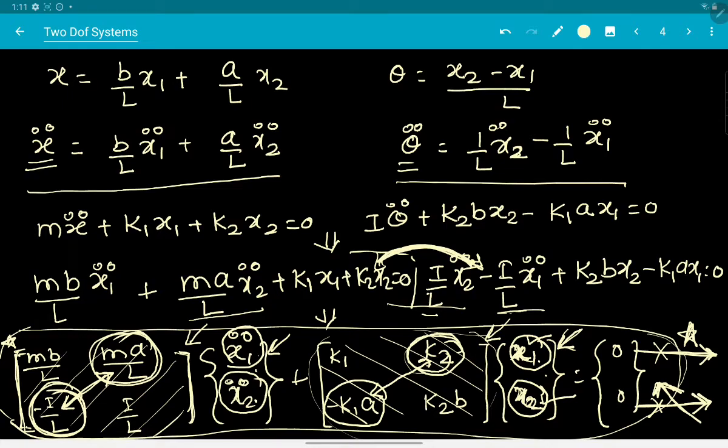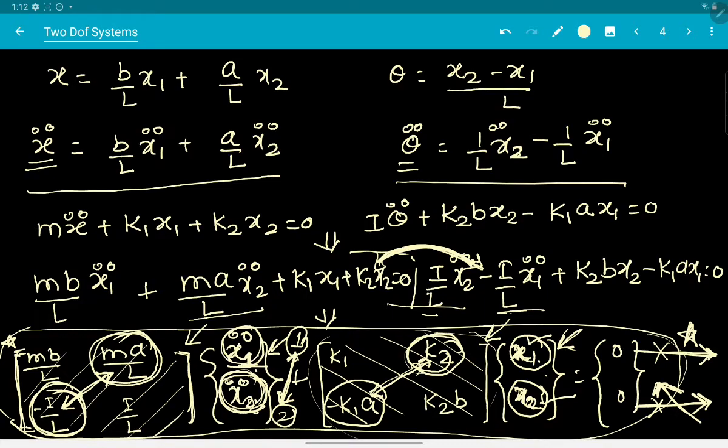Which essentially means that acceleration at this particular location, in this particular coordinate, is responsible for giving rise to certain inertial force even at this location x2. So inertial force at location number 1 is giving rise to certain inertial force at location number 2. This is inertial coupling. This is stiffness coupling, what you see over here. This inertial coupling is also termed as dynamic coupling, because it is taking care of coupling between two terms which are time derivatives.